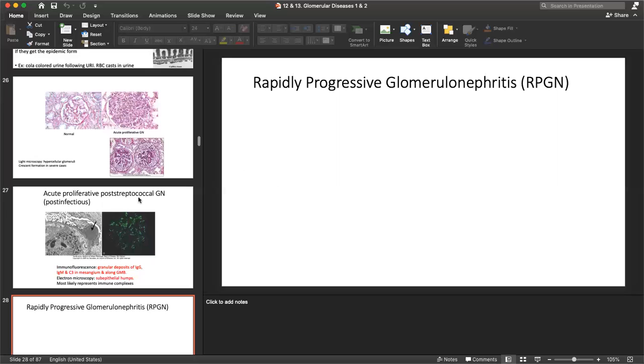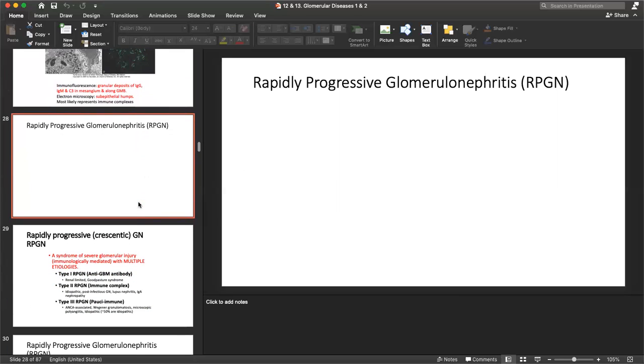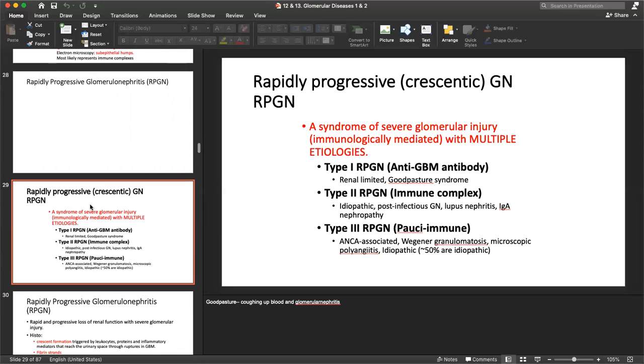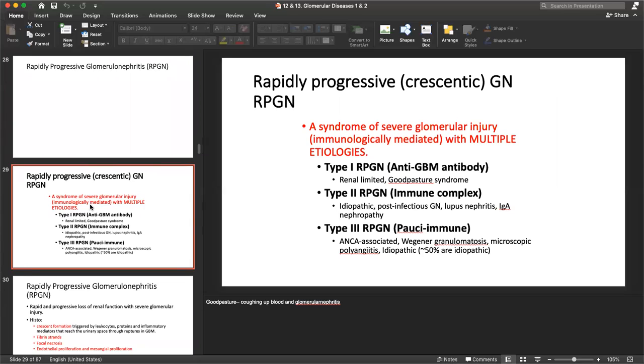So let's talk about rapidly progressive glomerular nephritis. It's a syndrome that's immune mediated, and it has many etiologies. And there's 3 types. Type 1 usually gets called Goodpasture syndrome. So with Goodpasture syndrome, we're going to have hemoptysis, and we're also going to have these kidney problems and nephritis.